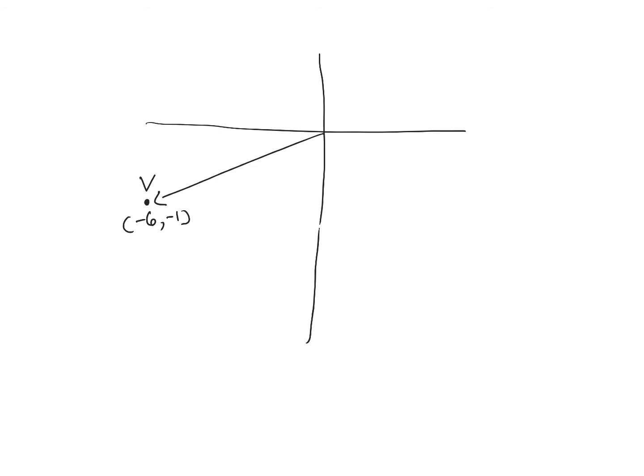Well, first, let's think about its component form, right? The component form, when we write for vectors, is in angular brackets. And so that is -6 and -1.